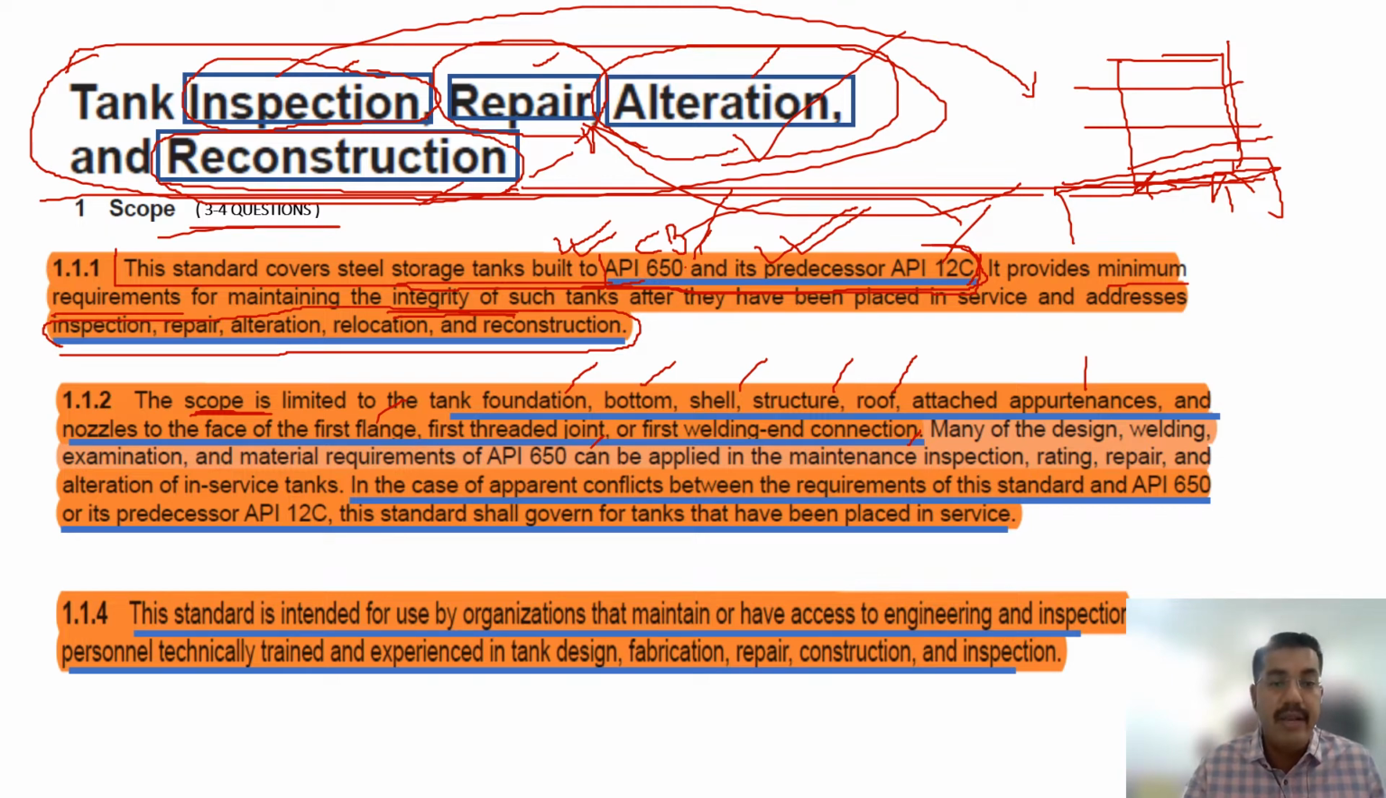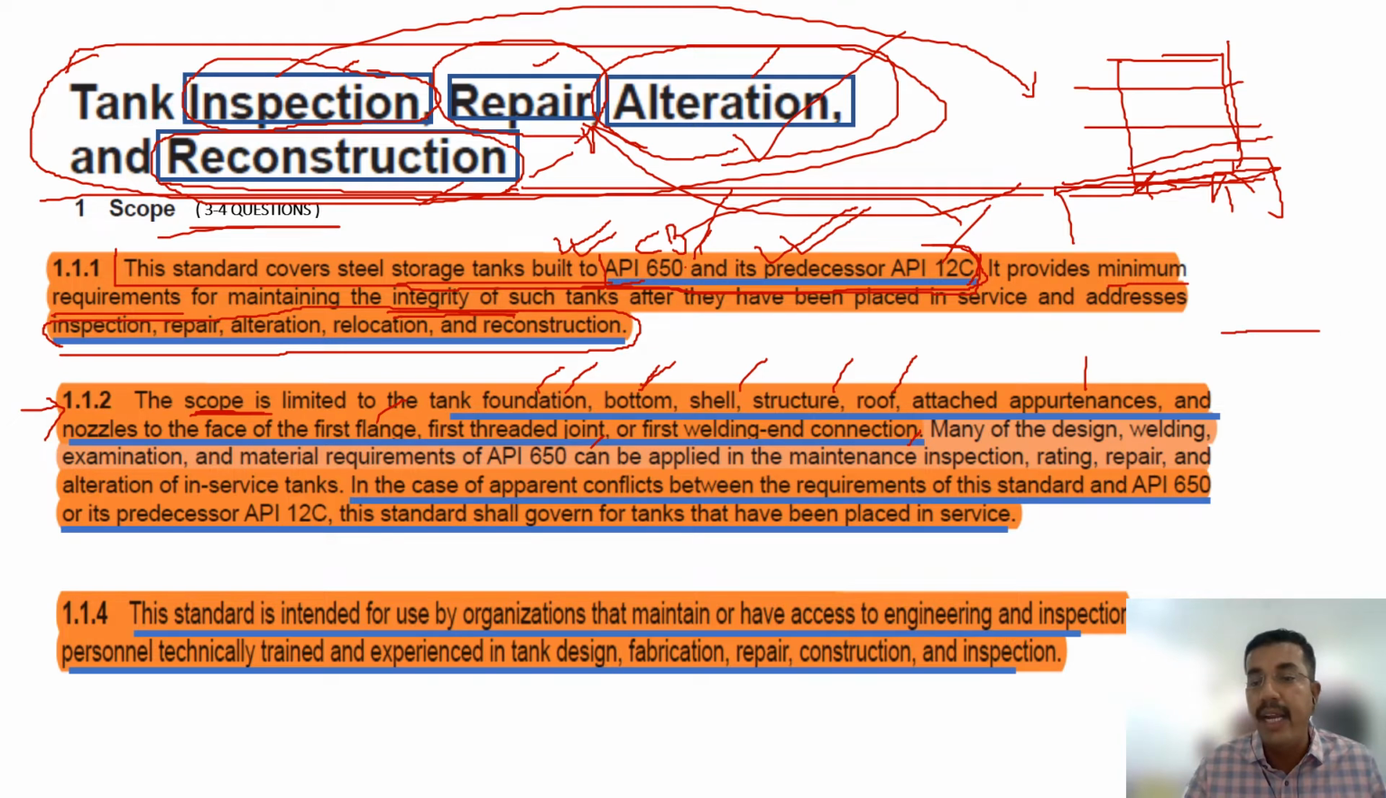So that's why when we read 650 and we come to 653, it will be very easy for us because we know the tank foundation we read there. We know the bottom, shell, structure, roof, all these things we already read in API 650. So what are the requirements there? Here the requirements will be slightly changed.